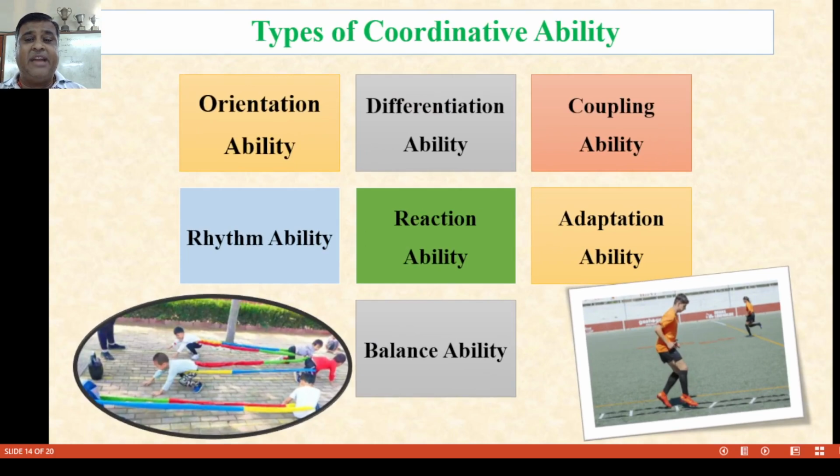There are a total of 7 types of coordinative abilities: orientation abilities, differentiation abilities, coupling abilities, rhythmic abilities, reaction abilities, adaptation abilities, and balance abilities. We'll discuss them one by one. Again, I am repeating, there are 7 types: orientation abilities, differentiation abilities, coupling abilities, rhythmic abilities, reaction abilities, adaptation abilities, and last, balance abilities.